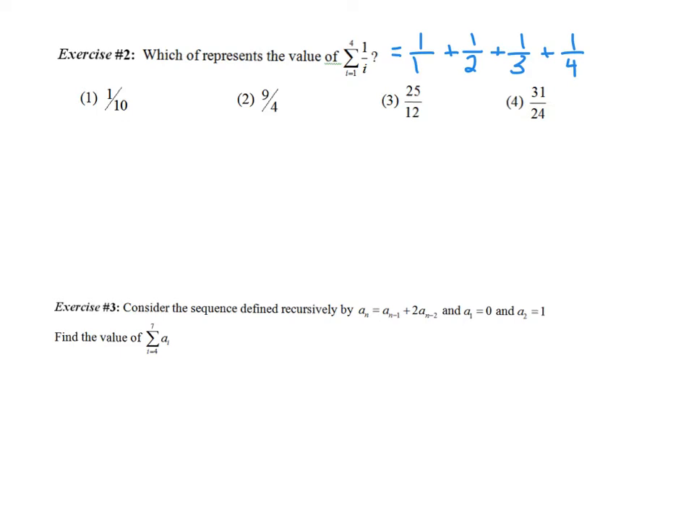When I add these together, I do have to use a common denominator. So I've got, probably 12 as my common denominator. So 12 over 12 plus 6 over 12 plus 4 over 12 plus 3 over 12. And when I add those together, that looks like 25 over 12. So my answer, choice 3.